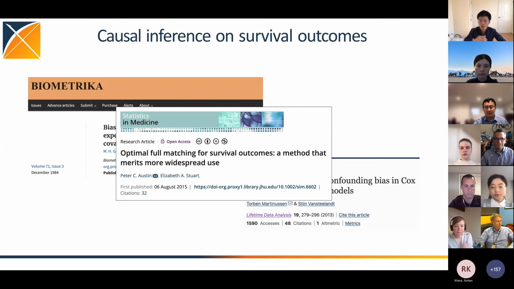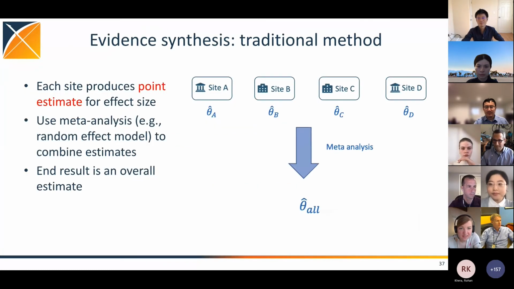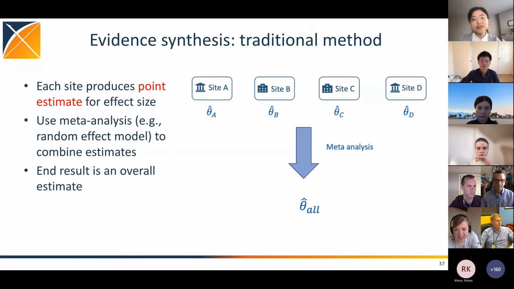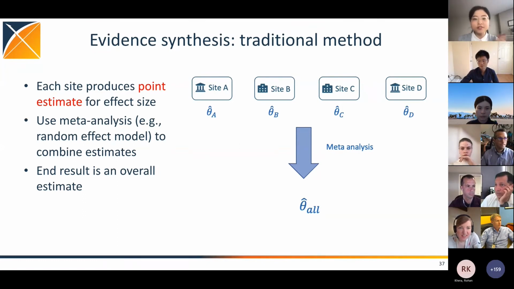And with that, I'll hand it over to Fan Bu, who is a hotshot postdoc in the Mark Suchard group at UCLA. Thank you, Aki. So next, I will discuss emerging methods on evidence synthesis across federated data sources.